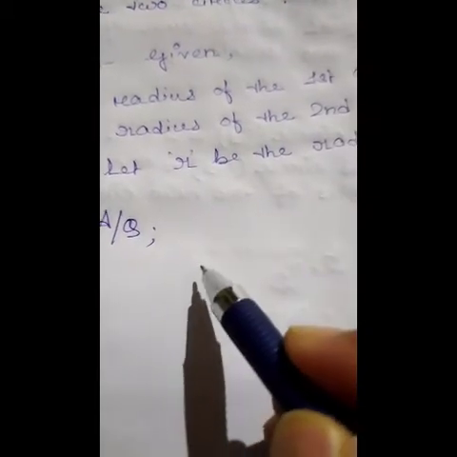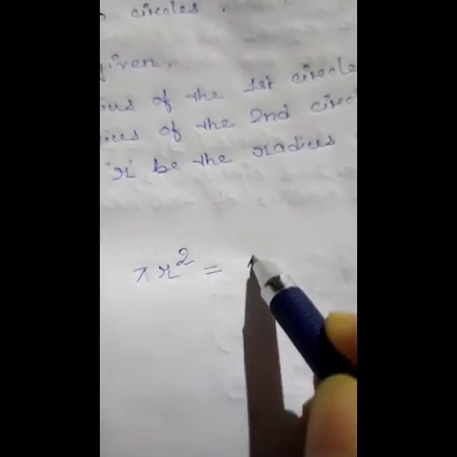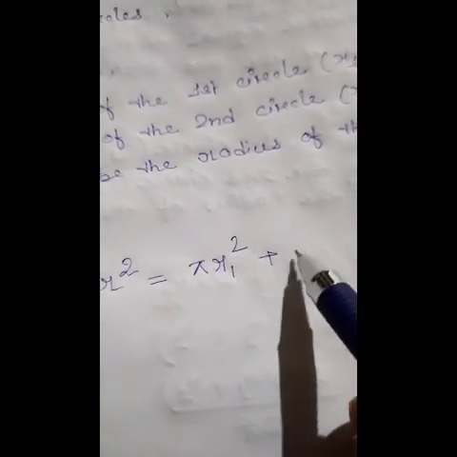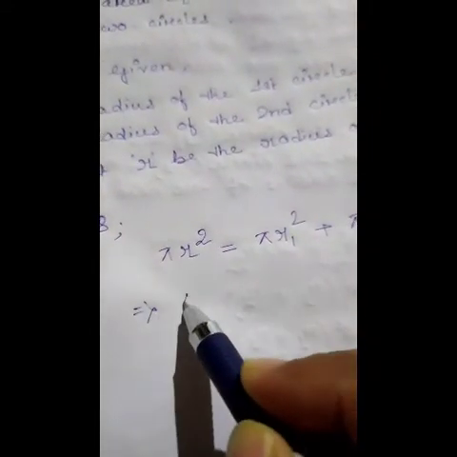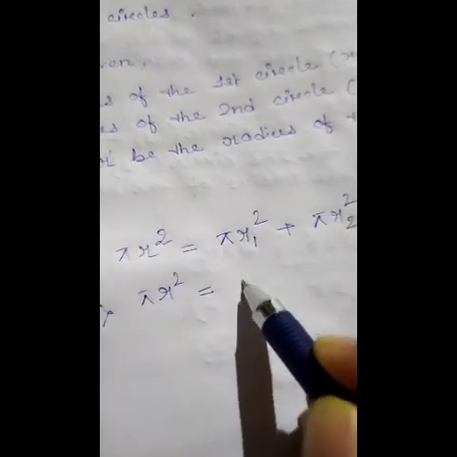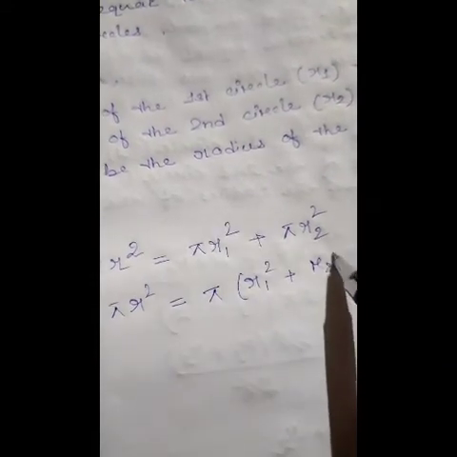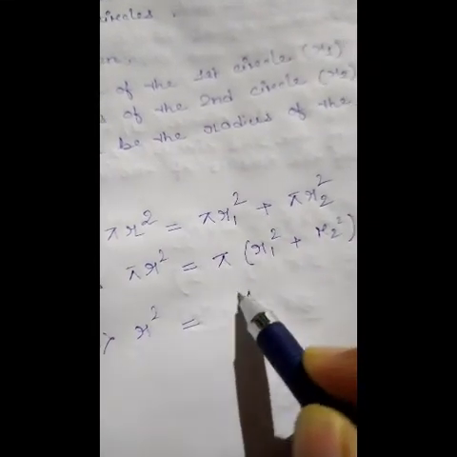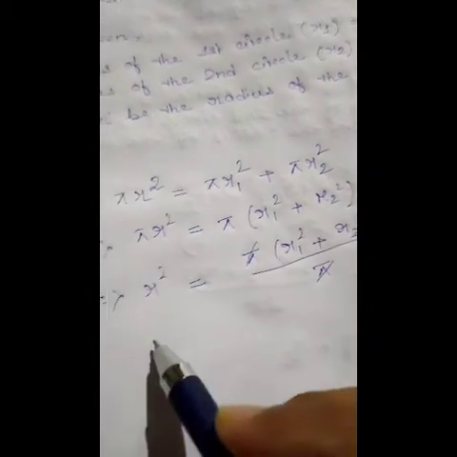According to the question, the area of the new circle, pi r square, is equal to the sum of the areas of the two circles, that means pi r1 square plus pi r2 square. This implies pi r square is equal to, we can take pi as common, r1 square plus r2 square. This implies r square is equal to pi (r1 square plus r2 square) divided by pi. This pi and pi will be cancelled out.